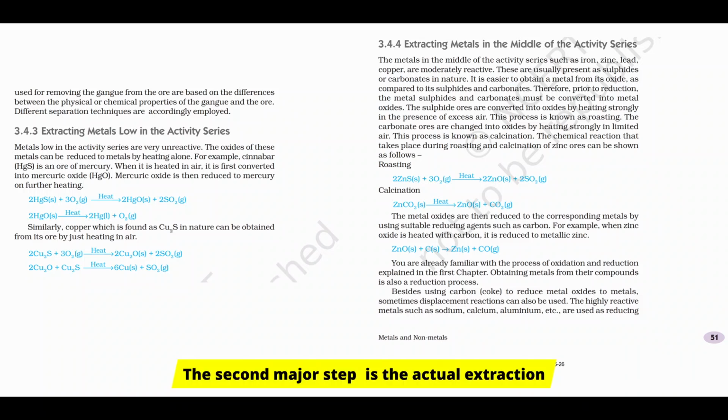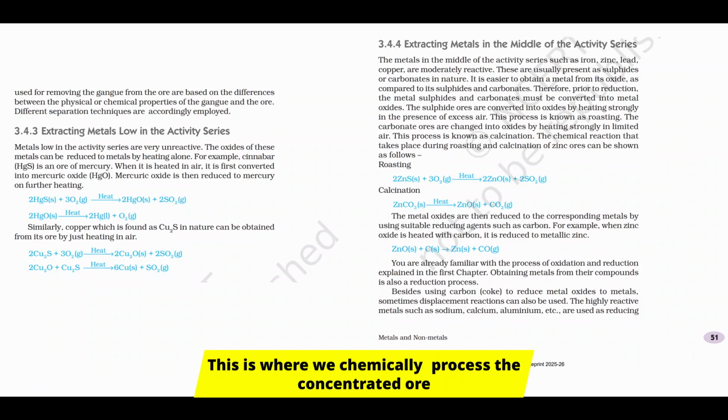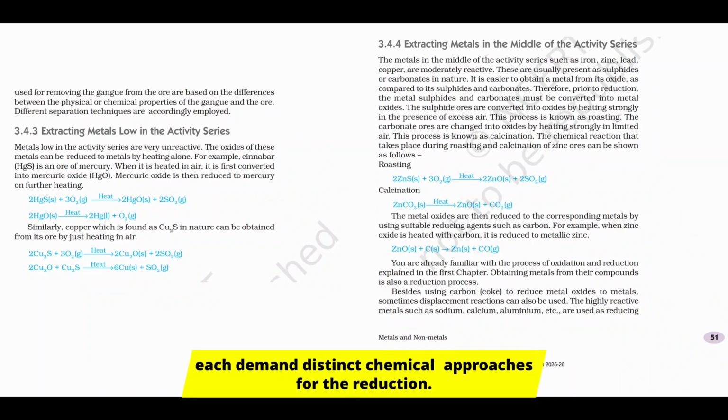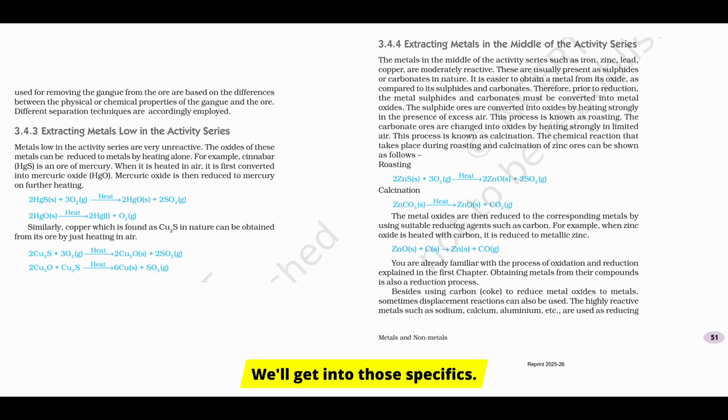The second major step is the actual extraction of the metal from the concentrated ore. This is where we chemically process the concentrated ore to convert the metal compound into the crude, impure metal. And as we just discussed, the specific chemical method used here is highly dependent on the metal's position in the reactivity series. Low, medium, and high reactivity metals each demand distinct chemical approaches for their reduction. We'll get into those specifics.